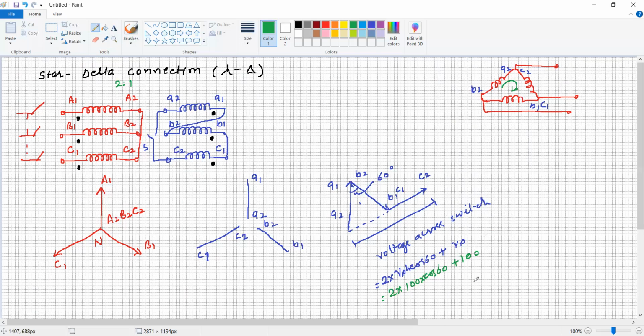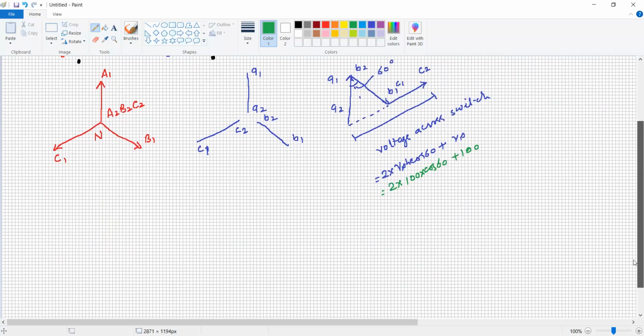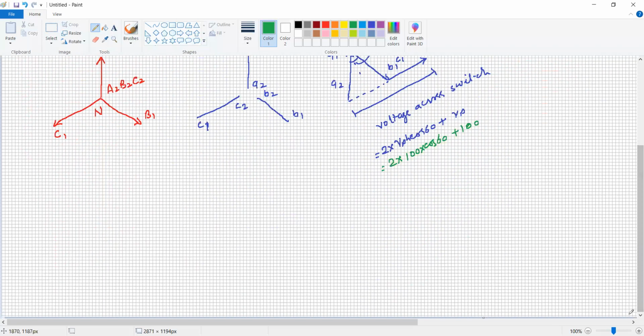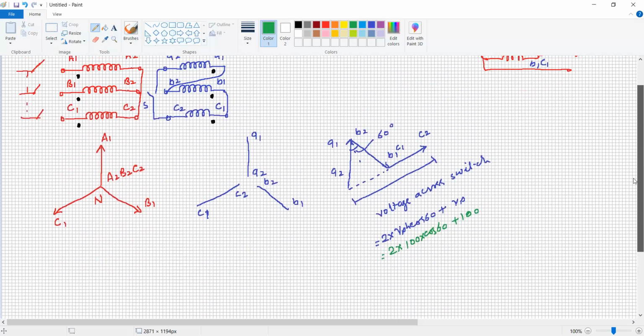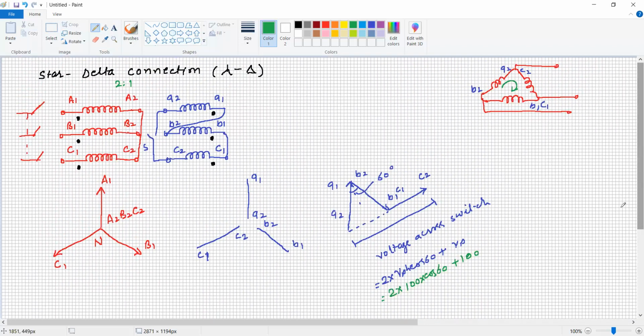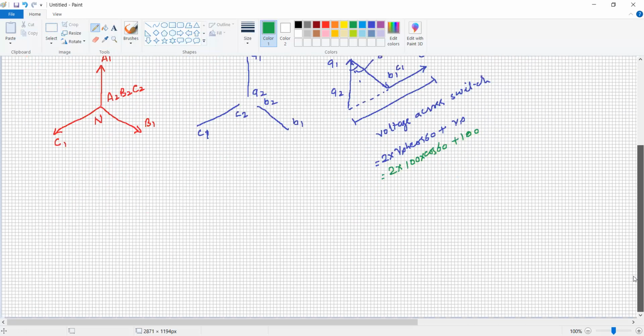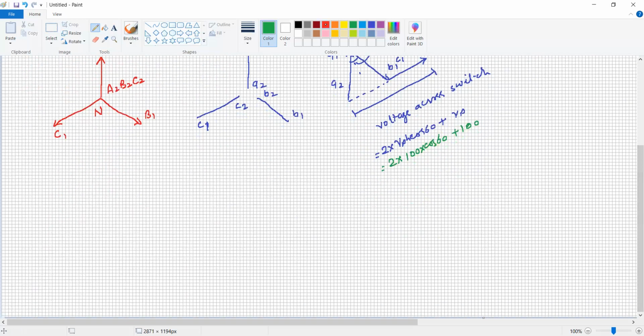So what would be the correct diagram for this delta star to delta connection? Now here, again we'll take the same diagram for primary and secondary. I'm taking it very slowly because our next topic, the phasor group, is based on these connections.